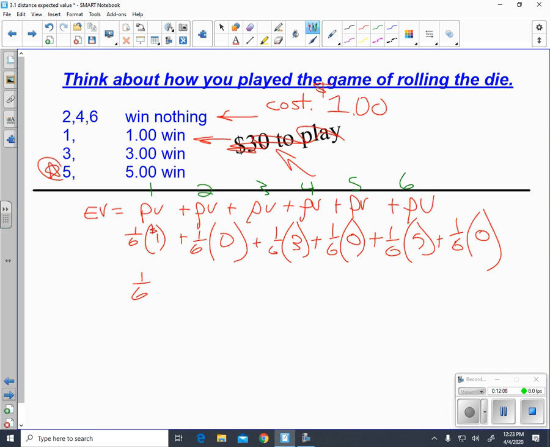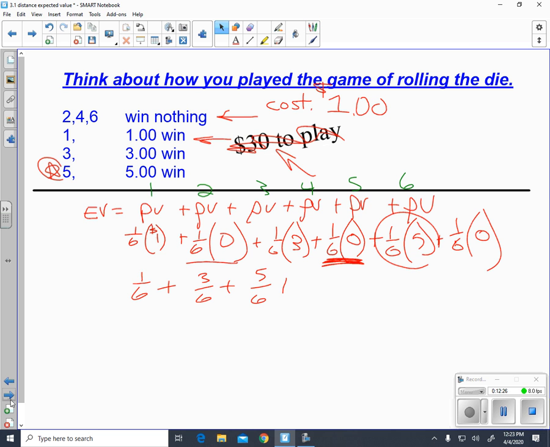Well, 1/6 times 1 is 1/6. This second term is just a 0. So now 1/6 times 3 is 3/6. Then we have another 0 term. 1/6 times 5 is 5/6. And then we have another 0 term. So I guess I don't need a plus. So it simplifies to that. And 1 plus 3 plus 5 is 9/6.